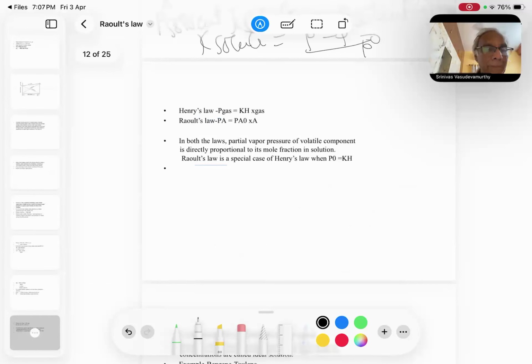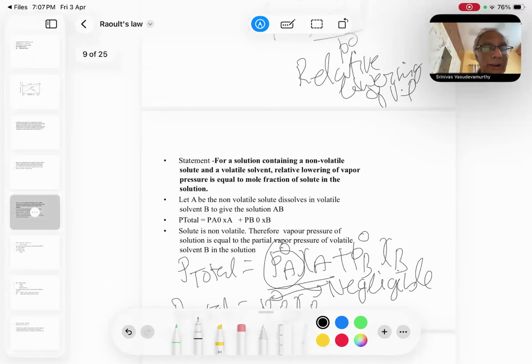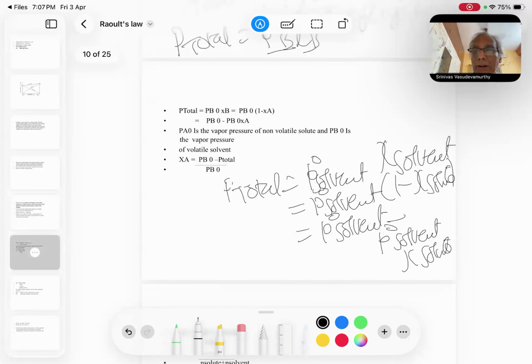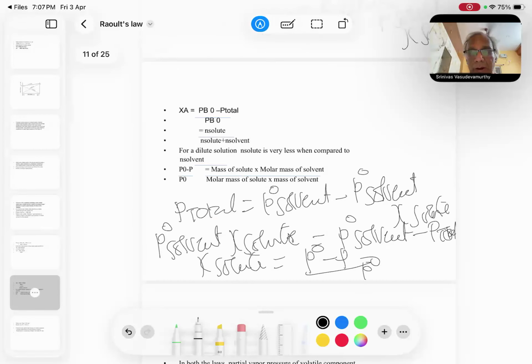Now let us see the statement once again. For a solution containing a non-volatile solute and a volatile solvent, relative lowering of vapor pressure is equal to the mole fraction of solute in the solution. That's what we got in this case here. Mole fraction of solute is P naught minus P by P naught, which is the relative lowering of vapor pressure, equal to the mole fraction of solute in the solution here.